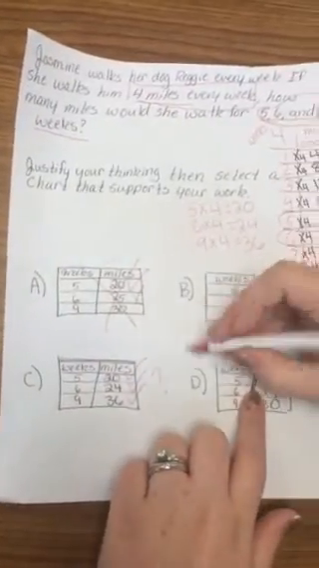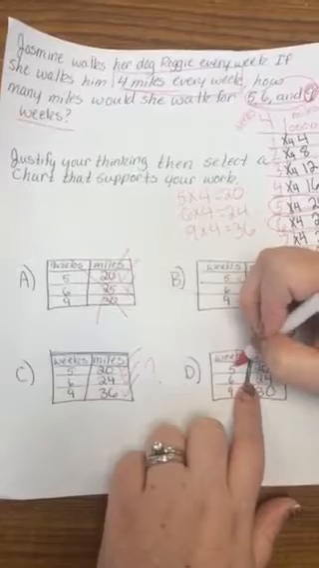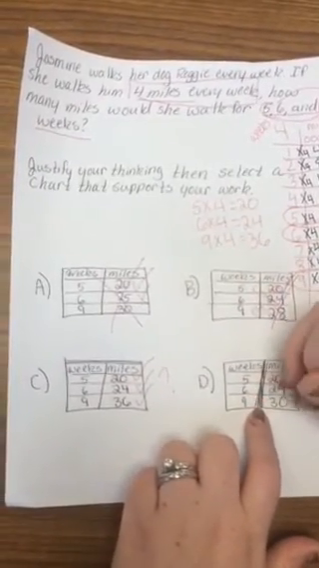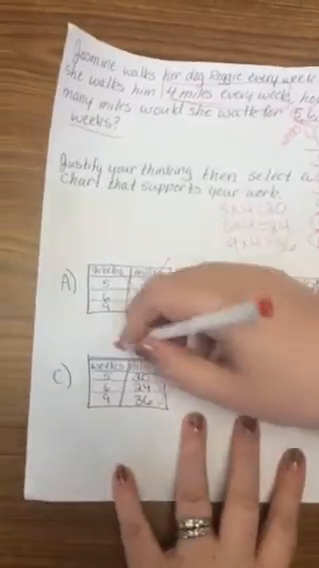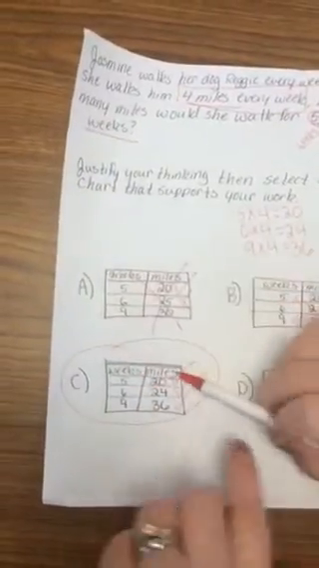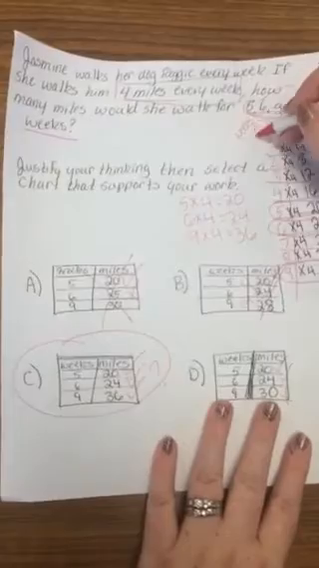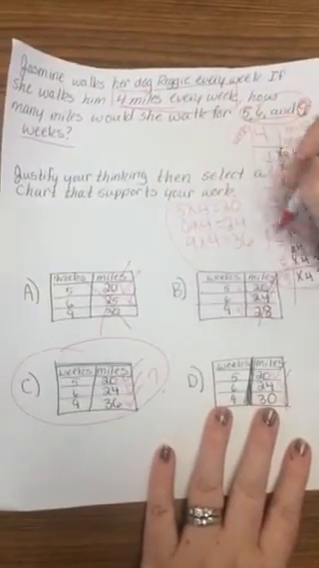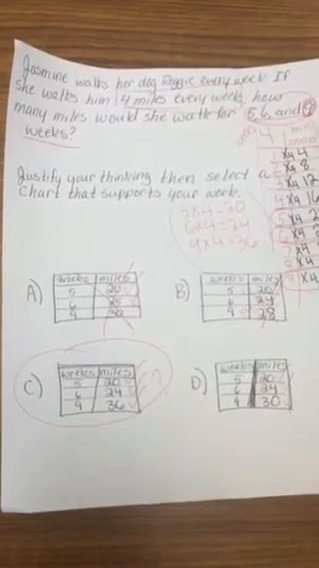I'm going to prove letter D. 5 times 4 is 20, 6 times 4 is 24, 9 times 4 is not 30. So letter C is correct. I have justified my thinking through my chart, and I've written out my multiplication sentences that support that. So that's it.